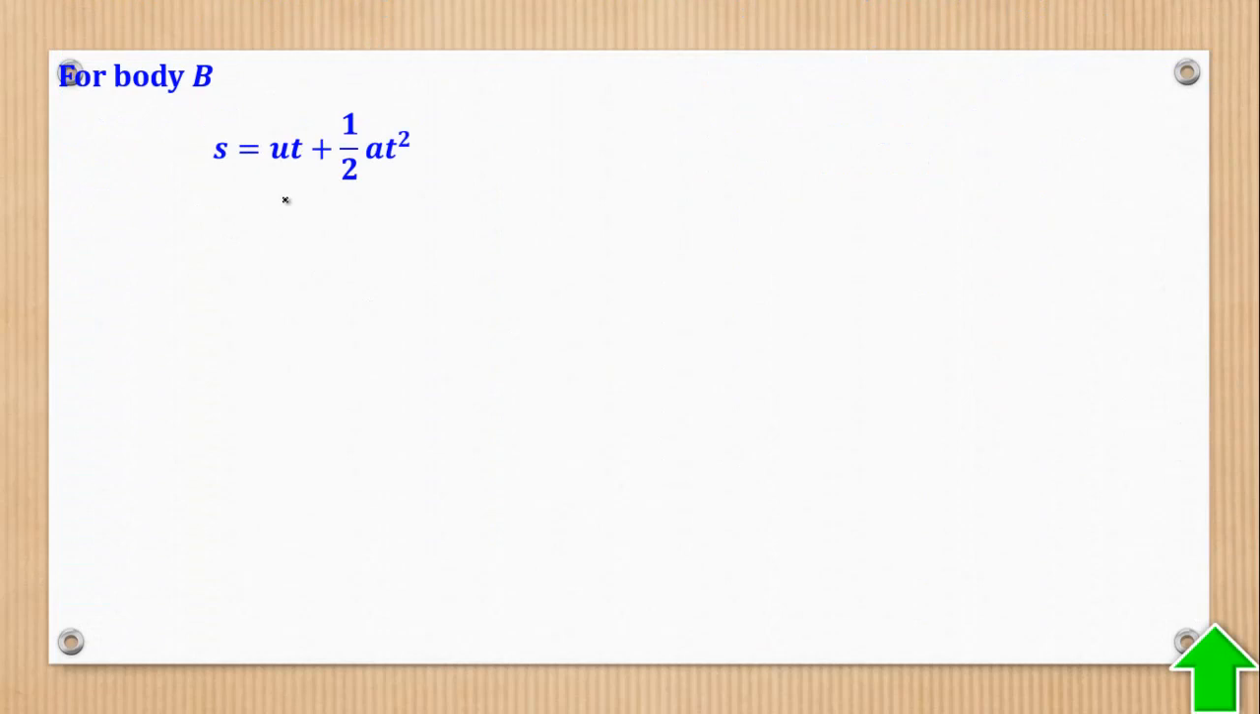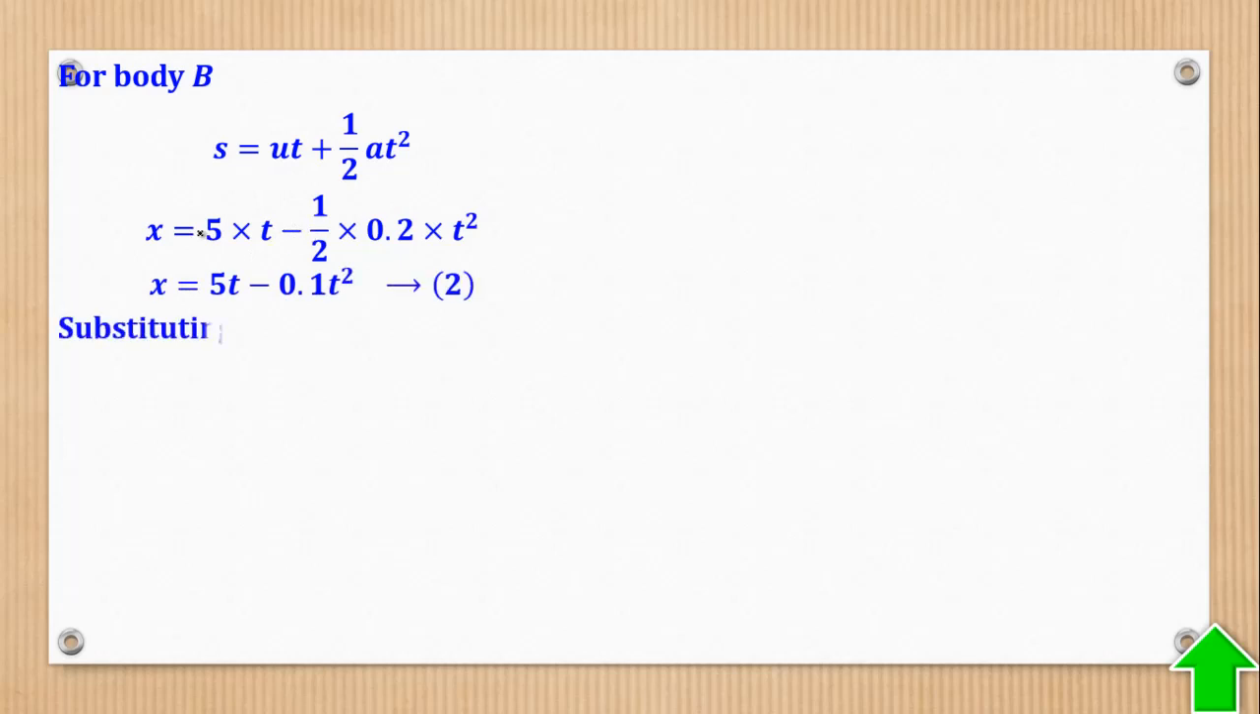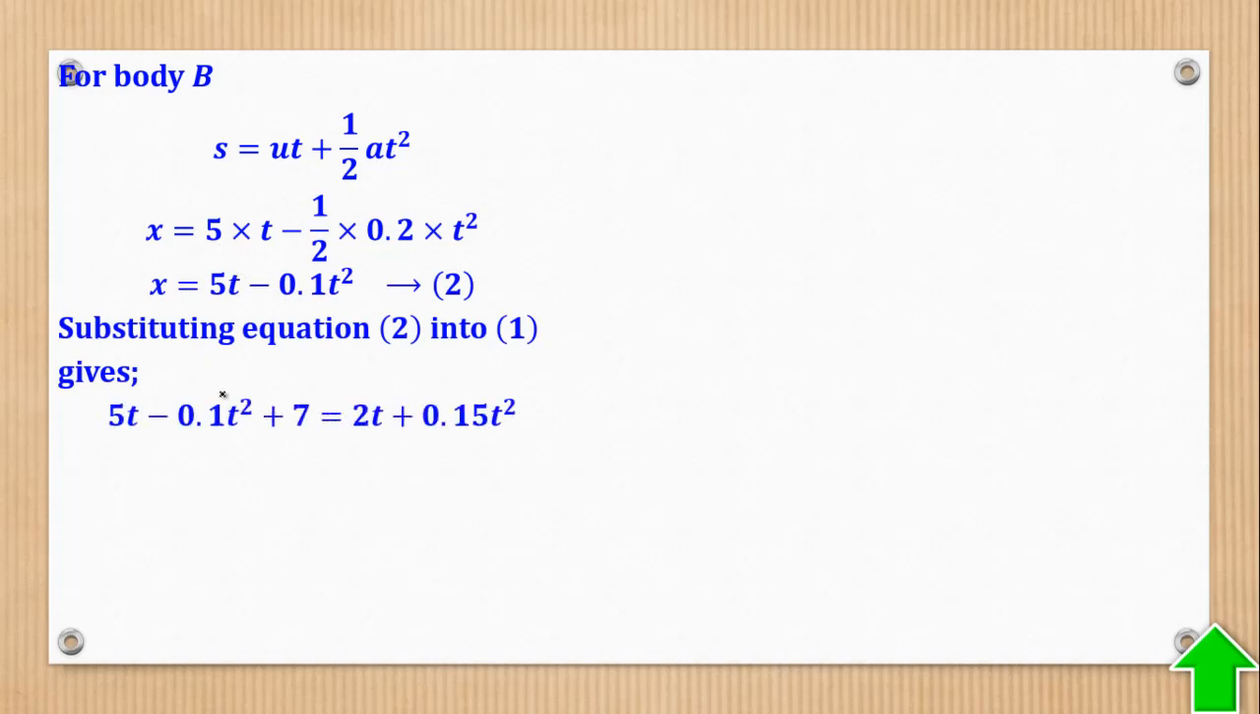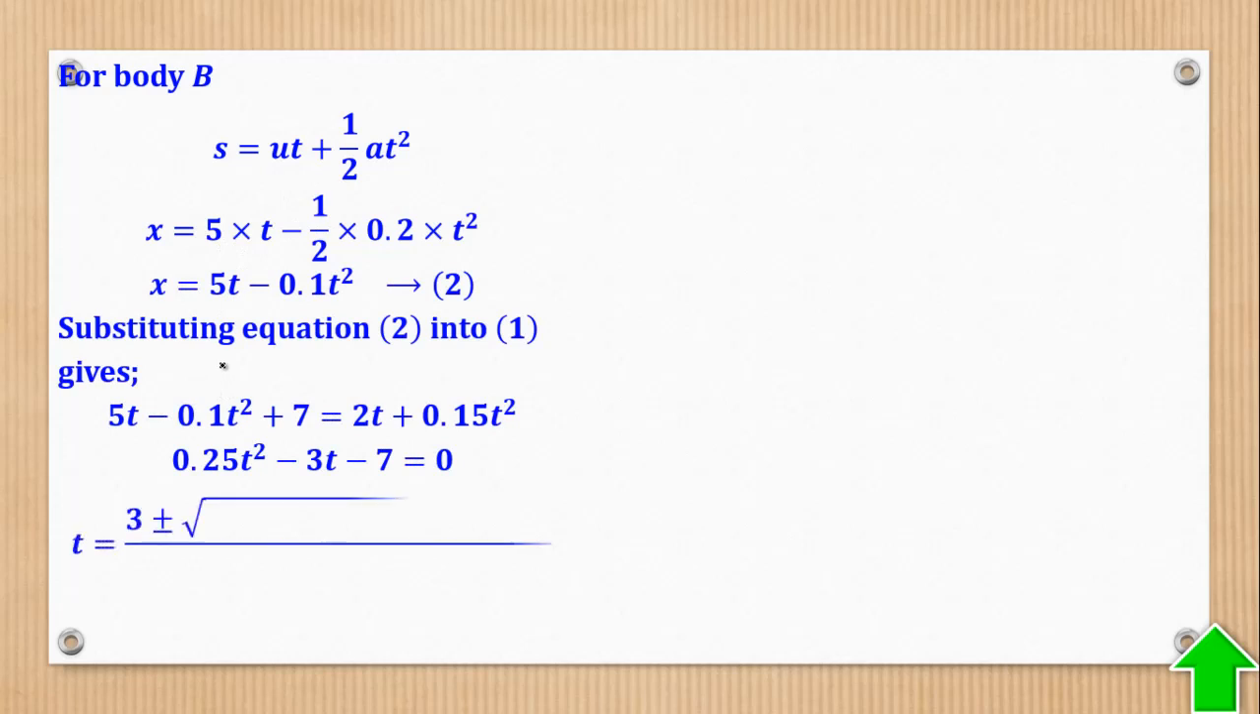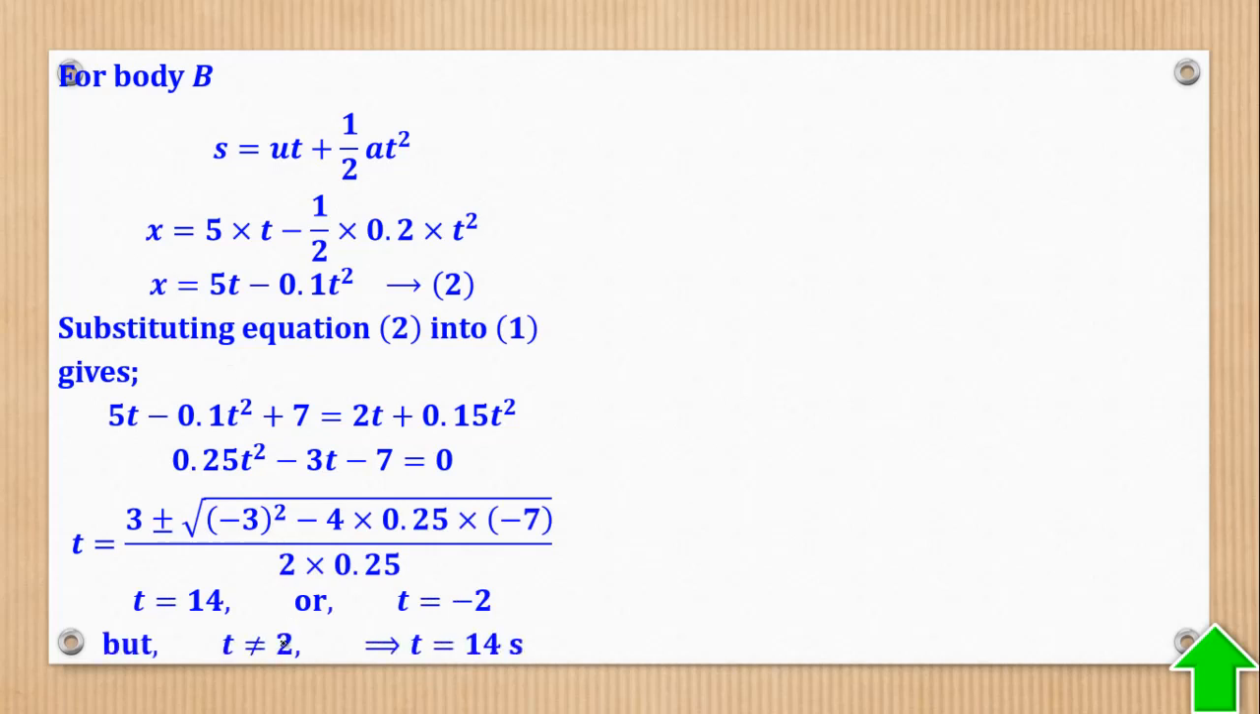Body B, there was a retardation. So it means that's why you see a minus, giving us equation 2. Those are two equations, two unknowns, meaning I can substitute. So when I substitute equation 2 into equation 1, I'll come up with that. Collect like terms to get a quadratic, solve the quadratic, and get the two values. But t will not be negative, so we shall take this as the value of t. Here I forgot a negative, I encourage you to add it there.